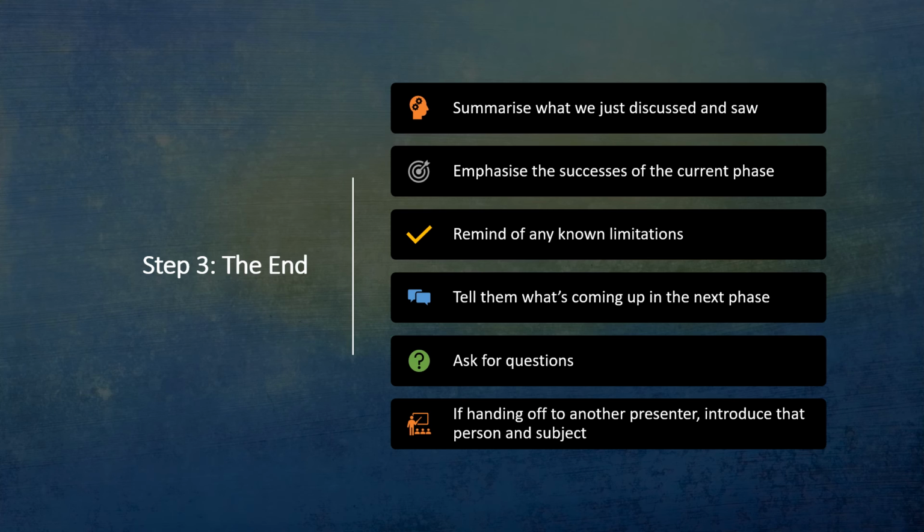It's also an opportunity for you to highlight the success of your current work and to call out any known limitations. Say for example, you may have used a third-party application to run your solution in order to save X amount of time. So you can highlight its limitation, as every system has. Tell them what's coming up next, what you are going to do next with the solution proposed. Ask if there is any question, and if you are going to hand over to another person, briefly introduce the person and the subject.